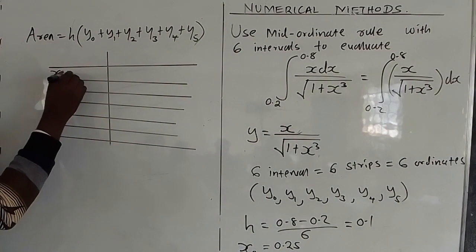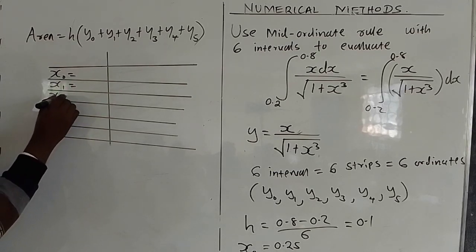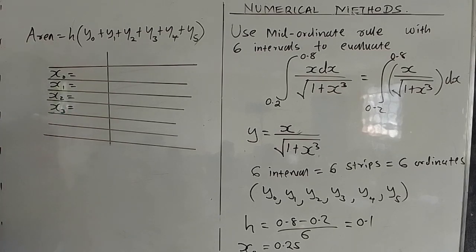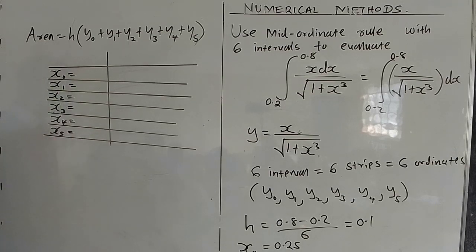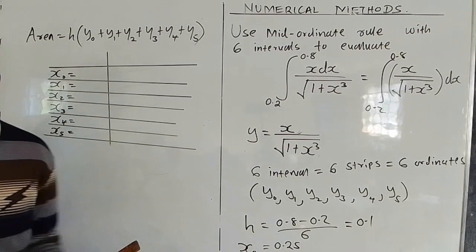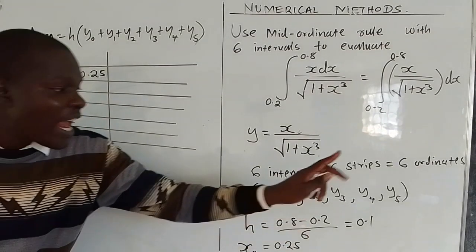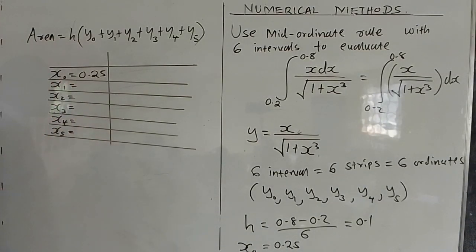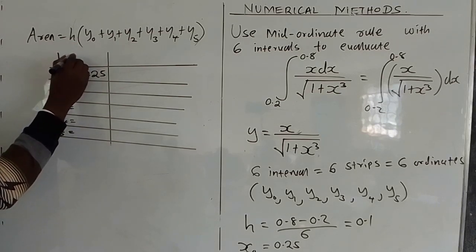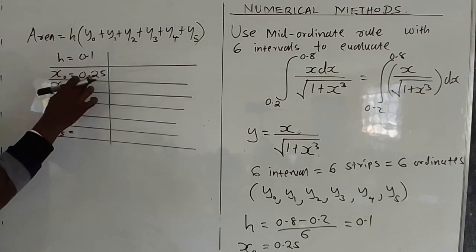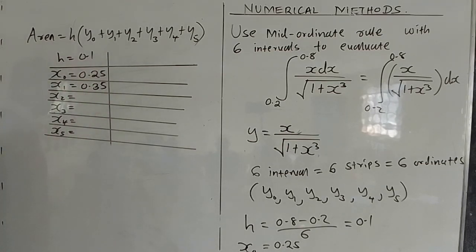We will have our x naught, then x naught will give us x1, isn't it? Then x1 will give us x2, x2 will give us x3, x3 will give us x4, then x4 will give us x5. So x naught, we have it there, 0.25. So you know it is x naught plus h to give you x1, isn't it? So x naught plus h, what is your h? You can write your h on top here. Your h is 0.1, isn't it? So x naught plus h, you get 0.3, you get x1, isn't it?